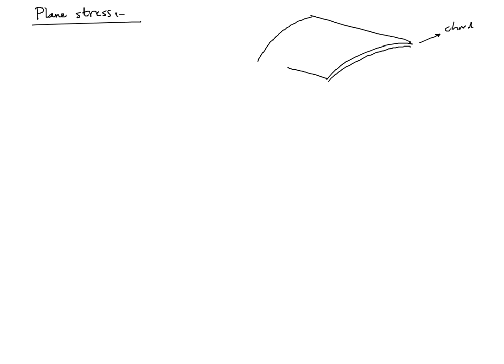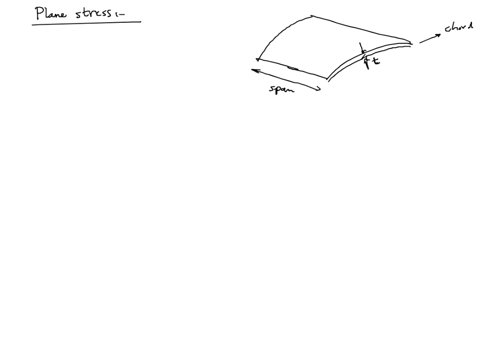And this is span direction. Then if you look through the thickness here, you will find that the dimensions of the body in the thickness direction are much smaller than the dimensions along the chord and span, because we use plate-like structures and shell-like structures, which are very thin.